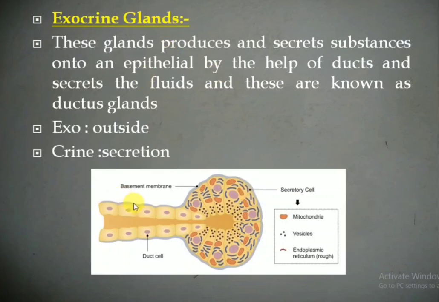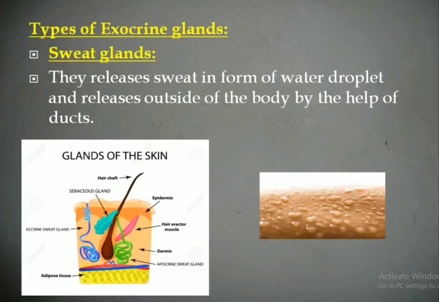Here in the image we can see the structure of an exocrine gland. They have some duct cells, as you can see in the image. These duct cells release some substance towards the outer surface of the human body, the skin, and they release fluids. These are also known as duct glands. With the help of the duct cells only, they release some substance towards the outer surface of the body. So we will see the types of exocrine glands.